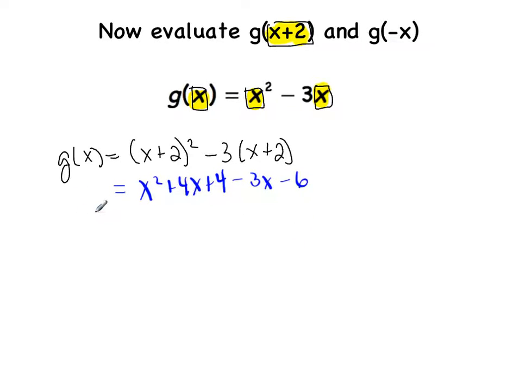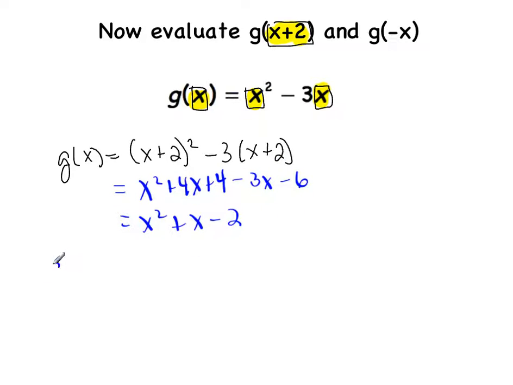Now we'll combine like terms. 4x minus 3x is just plus x. 4 minus 6 is minus 2. Now, could I factor this? Well, yes, of course I could factor it. Is it necessary? No, because this form and the factored form, both of them are just as simplified as the other. So I would leave it like this.